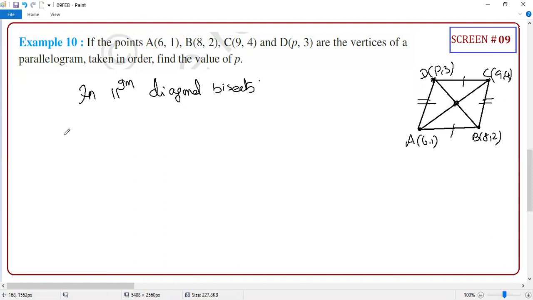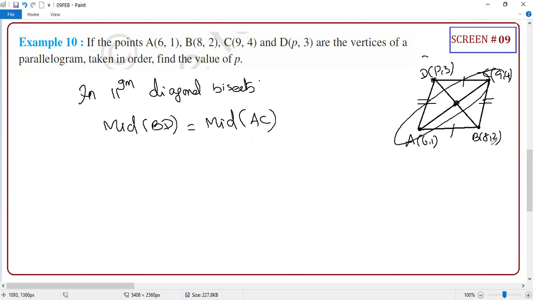Okay. So now what does diagonals bisect mean? Midpoint of AC has to be equal to... I can write midpoint of BD first, because keep the variable on the left hand side. Midpoint of BD equal to midpoint of AC. Sir, how to find the midpoint? Guys, just now we discussed in the first few screens. How to find the midpoint?